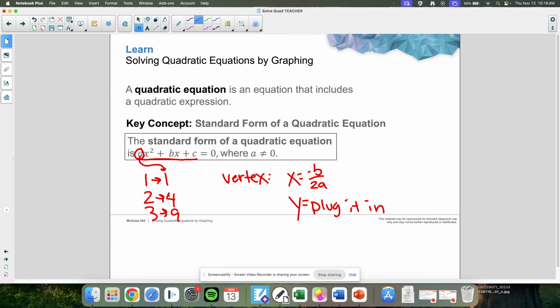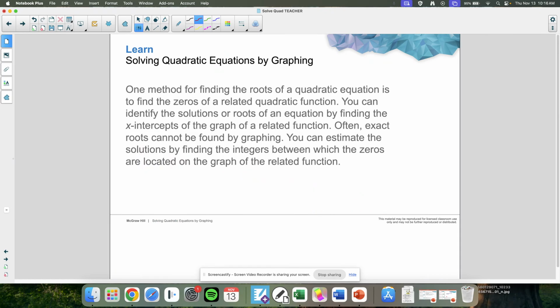Is the next one like the big paragraph? Yeah, it is. Okay, so I'm going to read the first couple sentences of this paragraph to you because it's actually going to describe what we are trying to do. When I circle a word, you should also circle a word. So we are going to be solving quadratic equations by graphing. One method for finding the roots of a quadratic equation is to find the zeros of a related quadratic function. You can identify the solutions or roots of an equation by finding the x-intercepts of the graph.